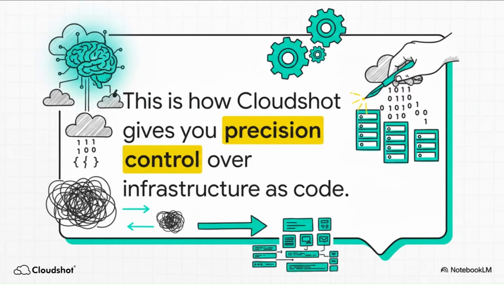So really, it all boils down to this final thought from the source material. This is how Cloudshot gives you precision control over infrastructure as code. It's about so much more than just generating a script. It's about giving you that fine-grained surgical control over your entire cloud environment.